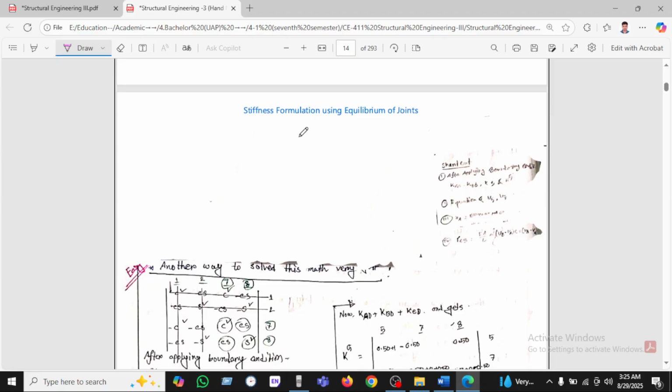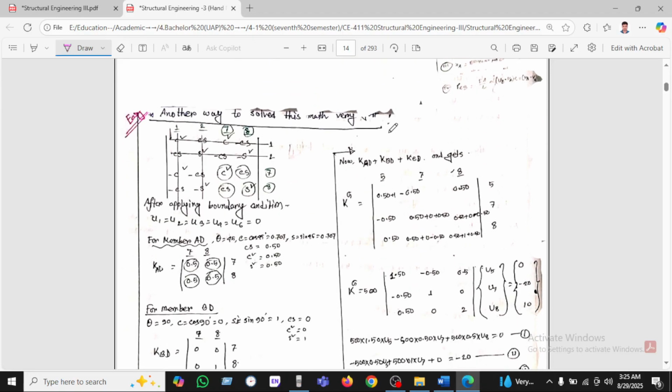Okay, now let's see stiffness formulation using equilibrium of joints. Another way to solve this very quickly is to use the boundary conditions: 1, 2, 3, 4, 6 are zero, and 5 is unknown. Only 5, 7, 6 will be unknown.